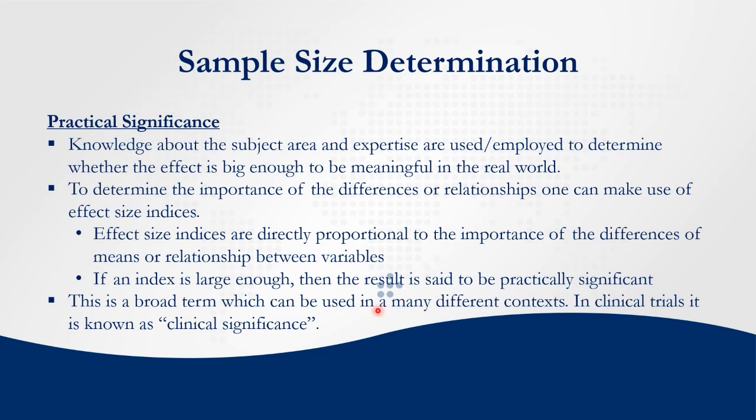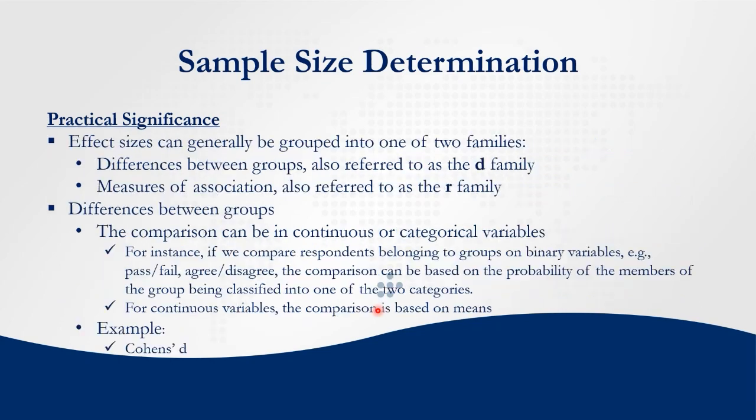In clinical trials, that would be called a clinical significance. So in terms of the effect size, there are 2 families. There are those which are computed when our study is about comparing groups. For example, I think I used the example where we are comparing a standard teaching approach with a new teaching approach.